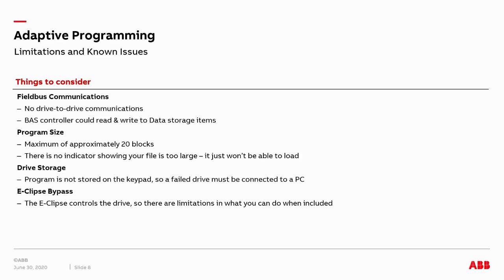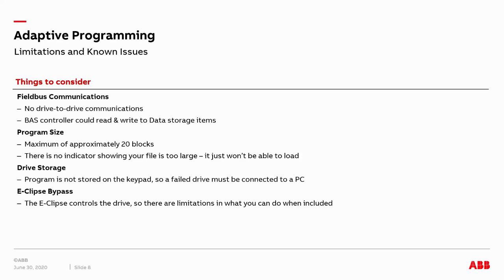I also would need a building automation system to read and write to storage items if I wanted to talk between different drives. What that means is the building automation system would talk to drive 1, write something into the data storage, and that could ultimately be affected by something that happened with drive 2, but the building automation system is ultimately what is interpreting that information and passing that back to the drive to make that work.